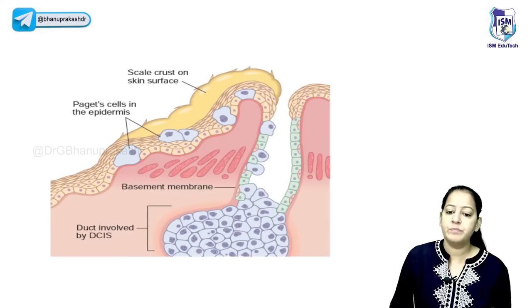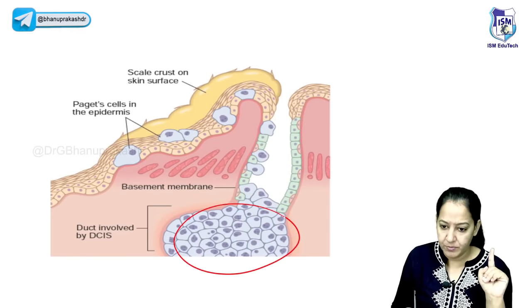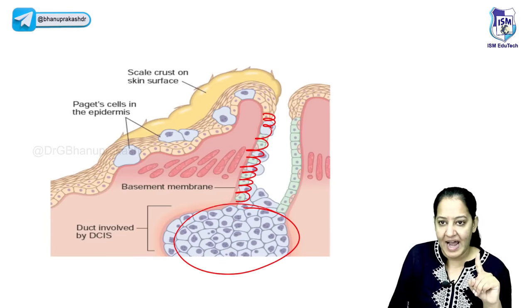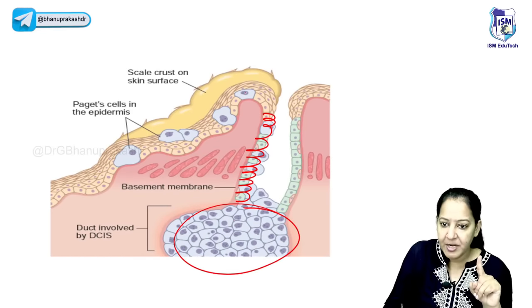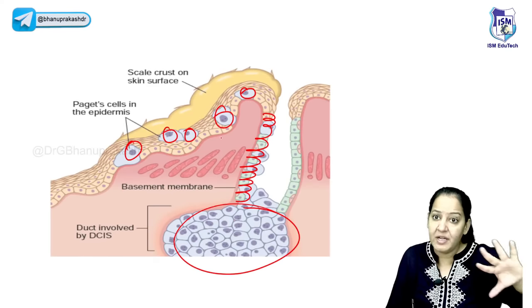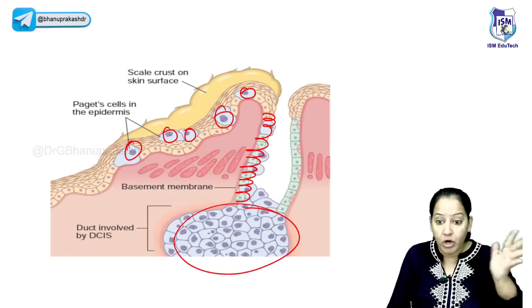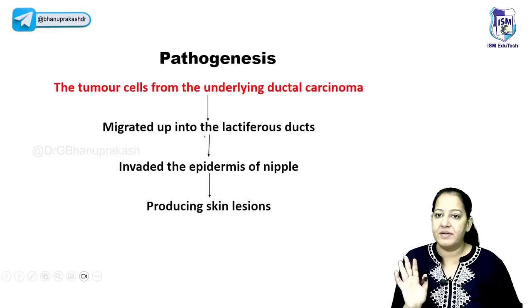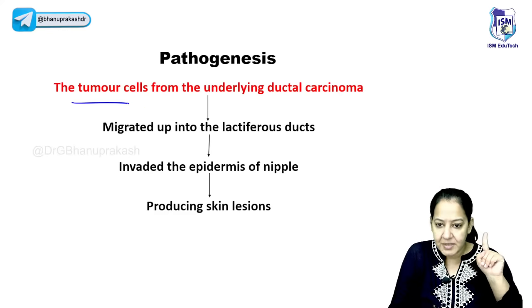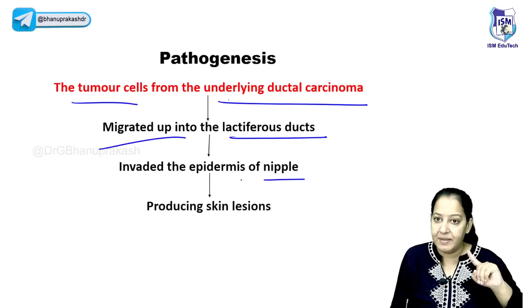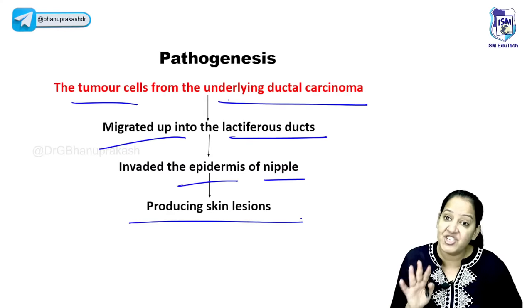So diagnosis, I told you. The pathogenesis, you can see this is the tumor cell. Here the tumor cells are traveling along the lactiferous duct. And you see how they are entering. They are reaching the nipple. On reaching the nipple, they enter the epidermis. You can see this is epidermis. In the epidermis, they penetrate randomly. So the epidermis of the nipple, not dermis, contains big tumor cells. These are the Paget cells containing abundant cytoplasm. This is Paget disease. So the tumor cells from the underlying carcinoma migrate along the lactiferous duct, penetrate the nipple, and enter the epidermis of the nipple, producing a skin lesion in the nipple.